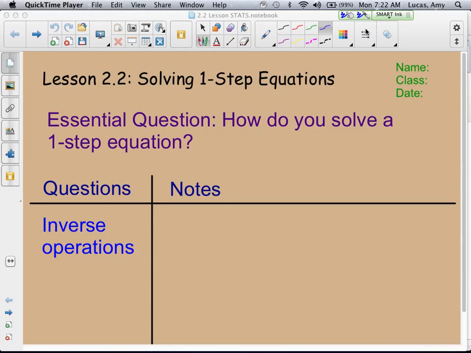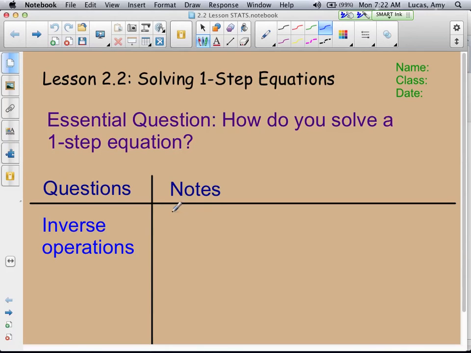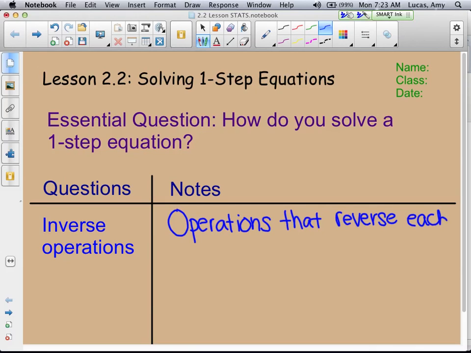What are inverse operations? Inverse operations are operations that reverse each other. You've worked with these before, probably in elementary school. They called them fact families. So inverse operations are operations like addition and subtraction, or multiplication and division. Again, they are operations that reverse each other, and we're going to use those to solve equations.